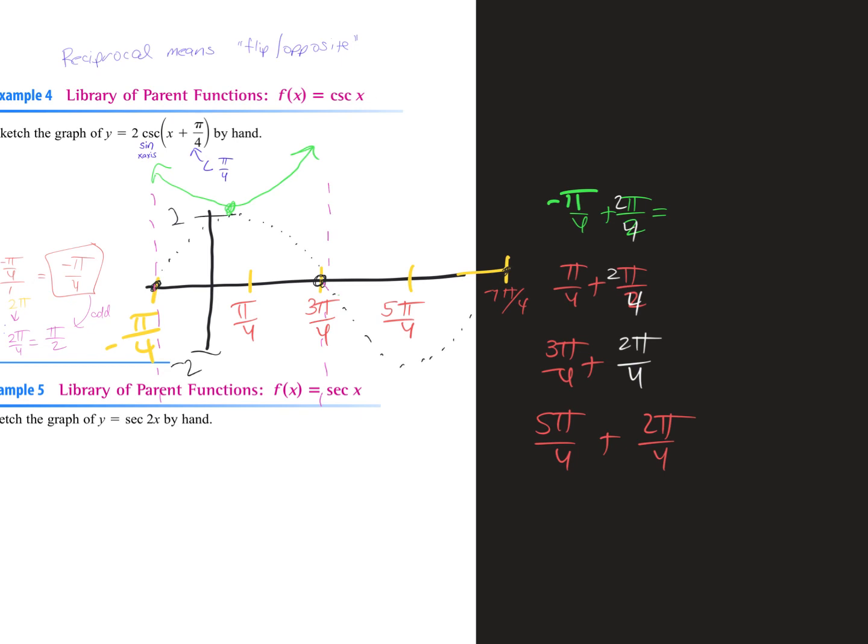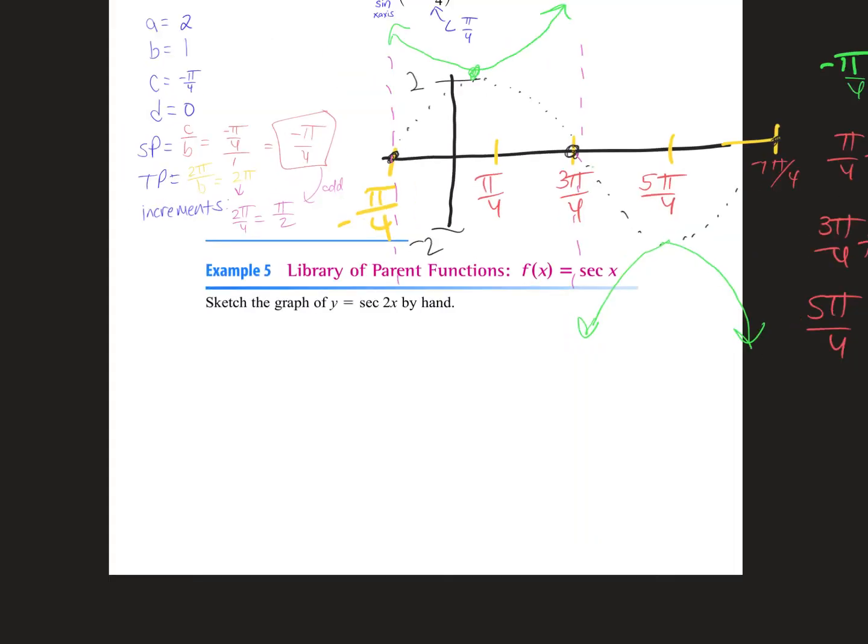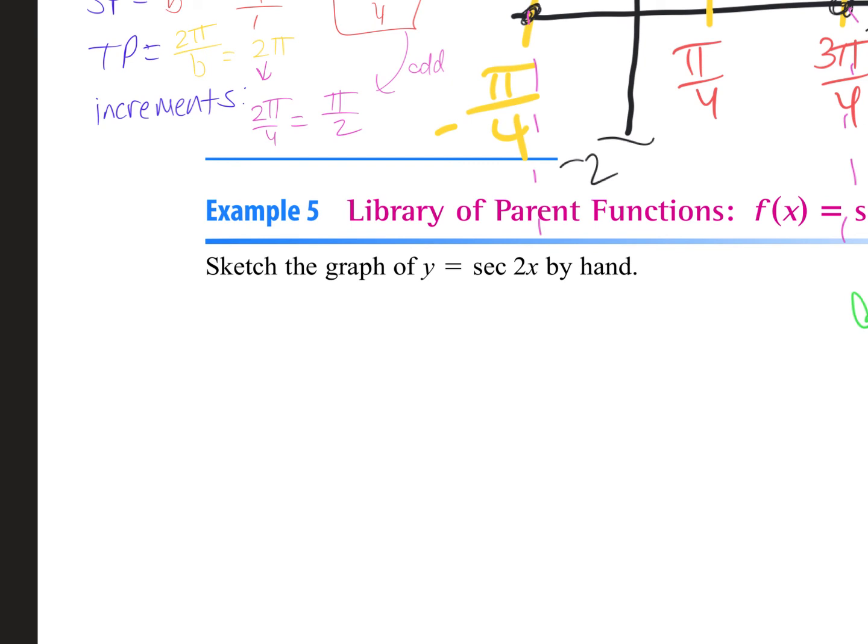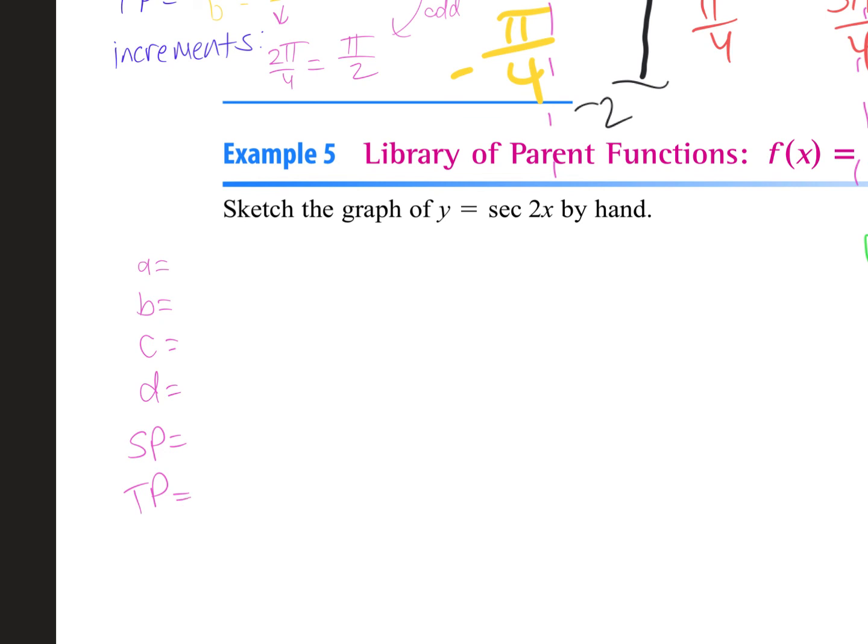Same thing here. We have this curve here. What we're going to do for the cosecant is we're going to reflect it down here. So everything that you do for your sine and cosine is exactly the same. Just when you go to graph it, you reflect the areas that are in between the points on the x-axis. So here, when we go to do secant, again, it's the same thing. We're going to find A, B, C, D, our starting point, our time period, and our increments.